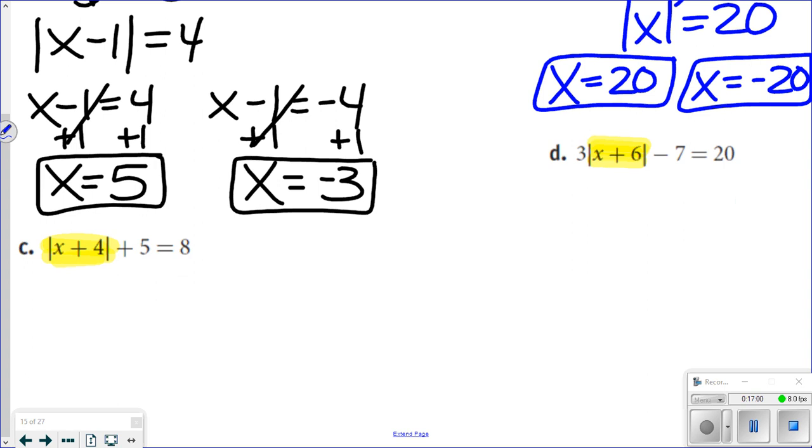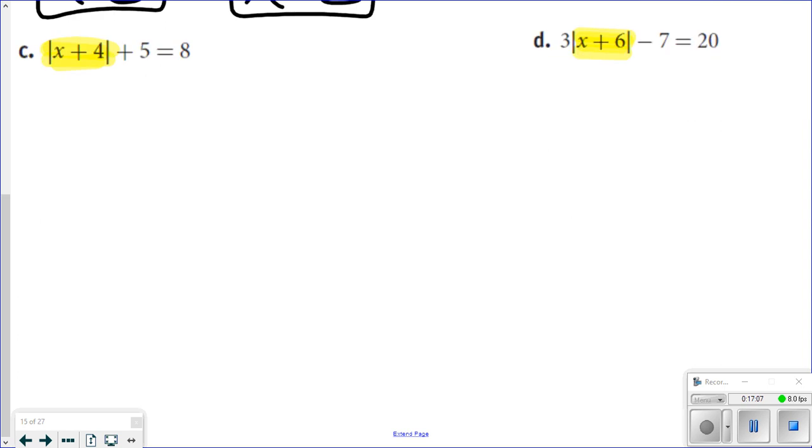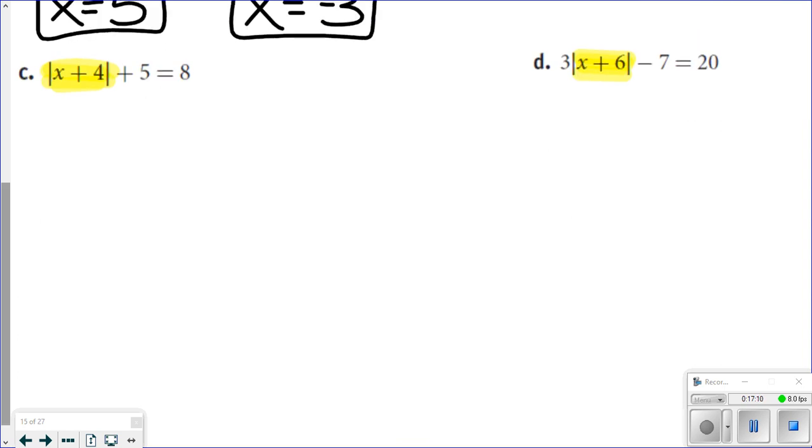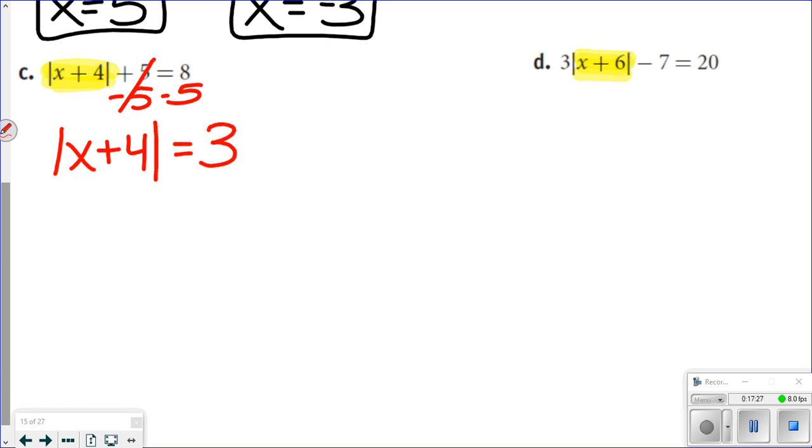Question C. Pause the video, please. Try this on your own. You can do it. My first step is to isolate what I highlighted, which is the absolute value of x plus 4. So I need to subtract 5 from both sides. And we're left with the absolute value of x plus 4 equals 3. Now we set up our 2 equations. One's a positive 3, one's a negative 3.